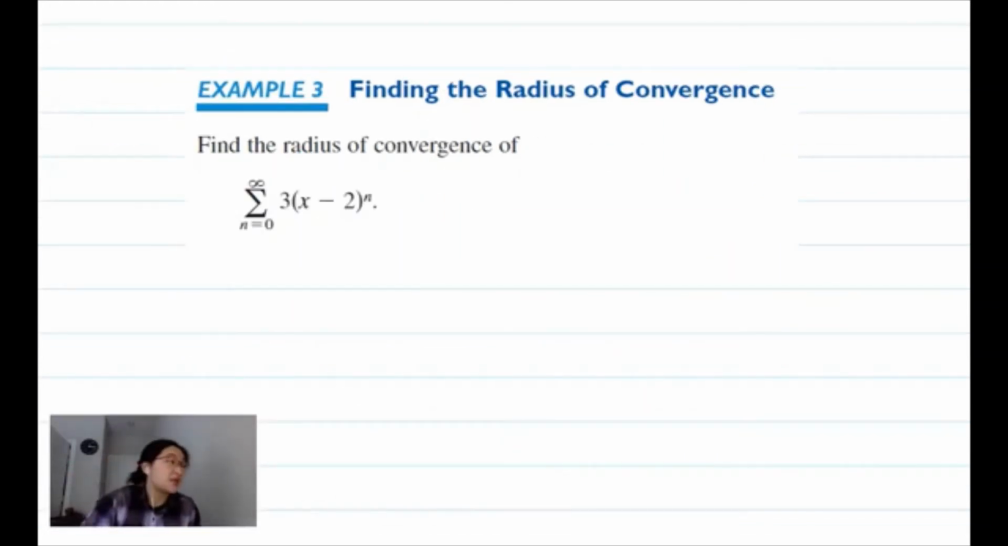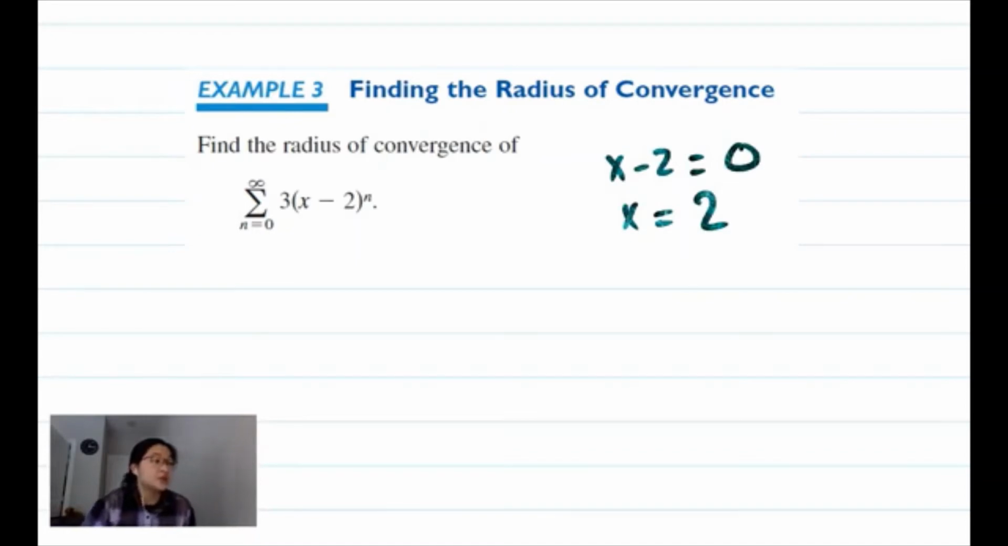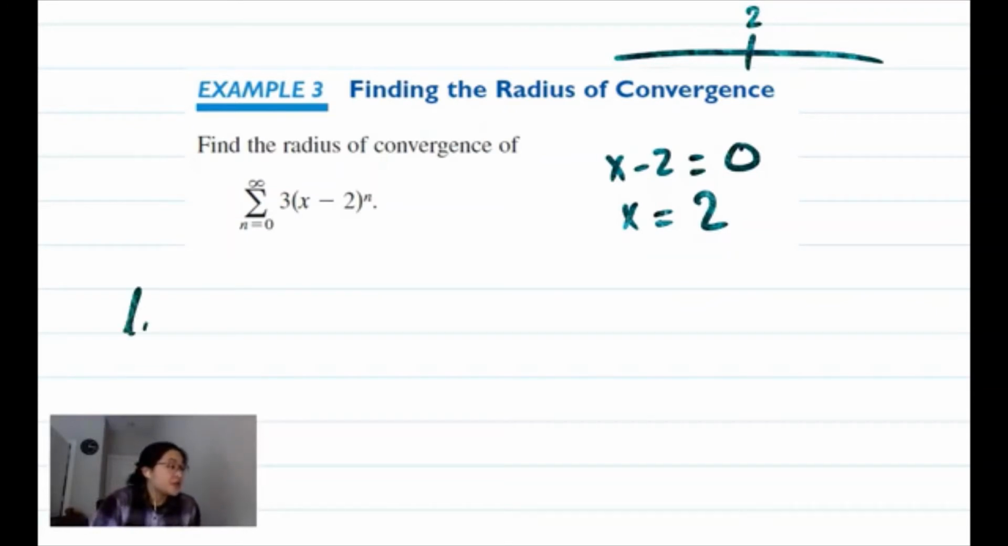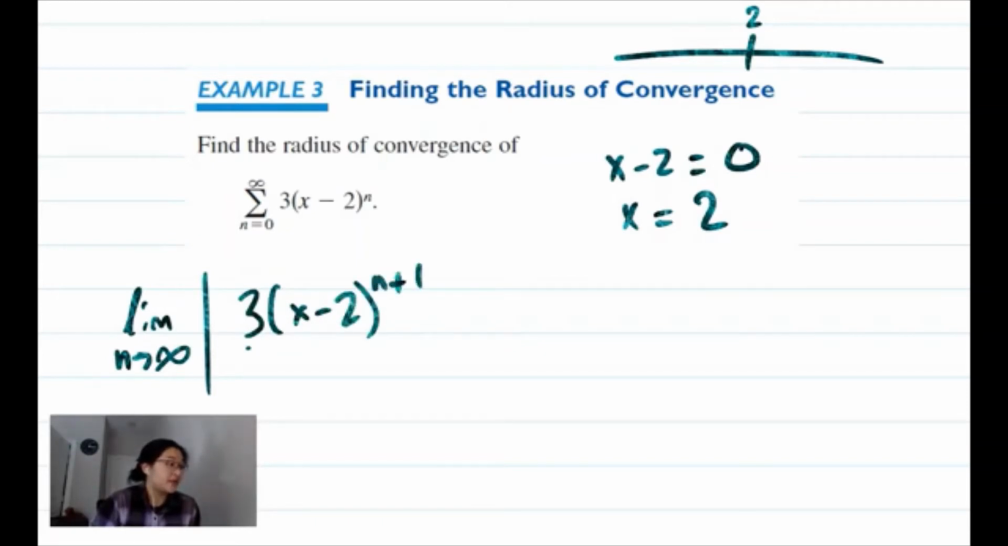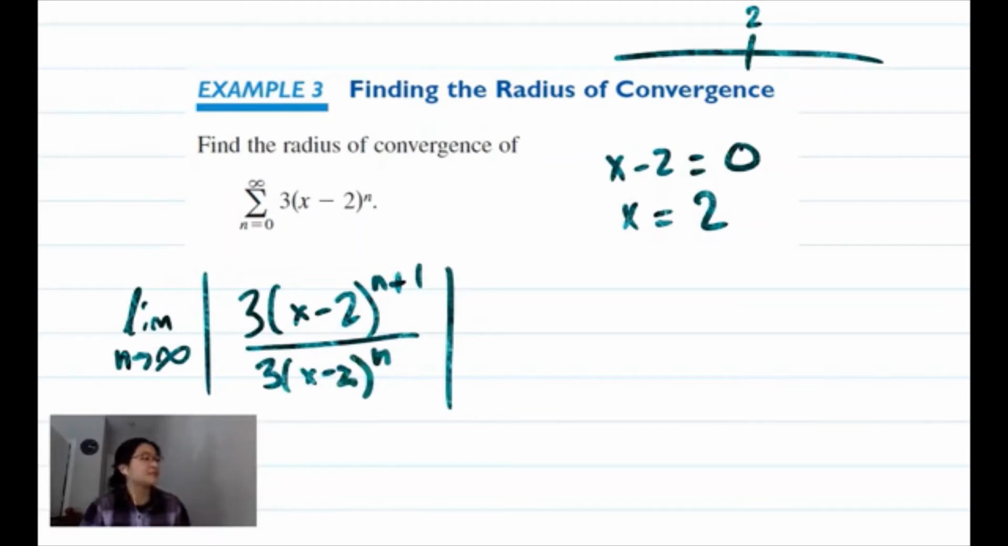Now in this example, we suddenly have a series not centered at 0. When x minus 2 equals 0, when is that happening? When x equals 2. So we're centering our series at x equals 2. And then we're going to try to find our radius of convergence, and for that we are using the ratio test. So we have the absolute value of 3 times (x minus 2) to the n plus 1 power over 3 times (x minus 2) to the n. Okay. Well, the 3's cancel.